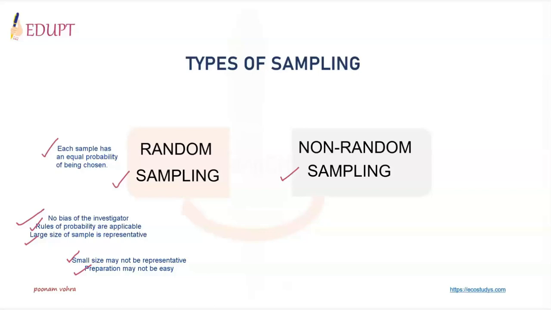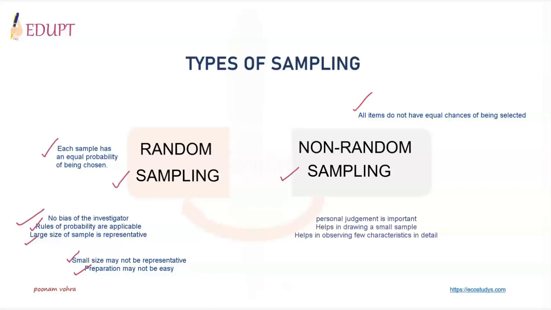Whereas non-random sampling is one in which all the items of the universe do not have equal chances of being selected. The investigator selects samples based on convenience or his judgment rather than based on probability. But this is useful where the personal judgment of the investigator is important, as it helps in drawing a sample of a small size. Also, it helps in observing some characteristics in detail.